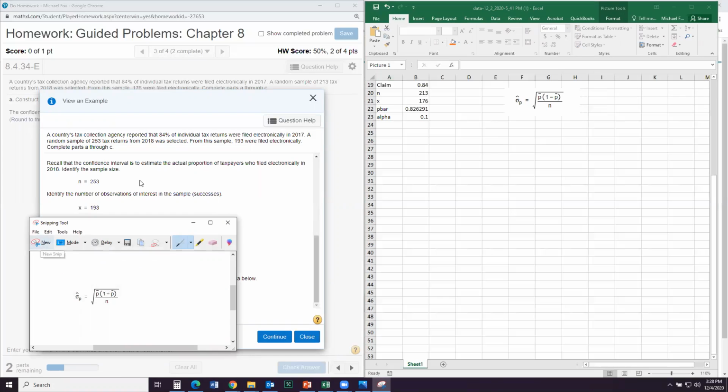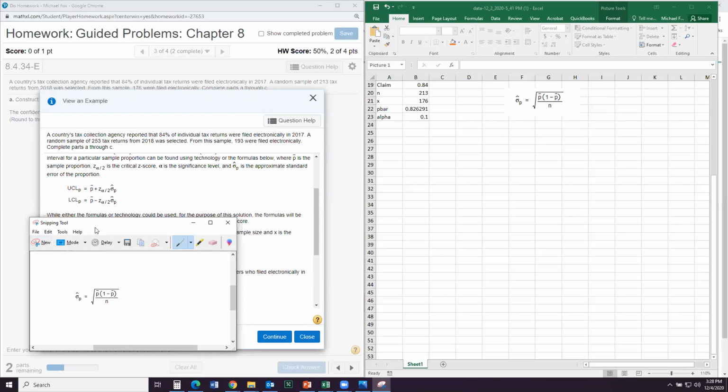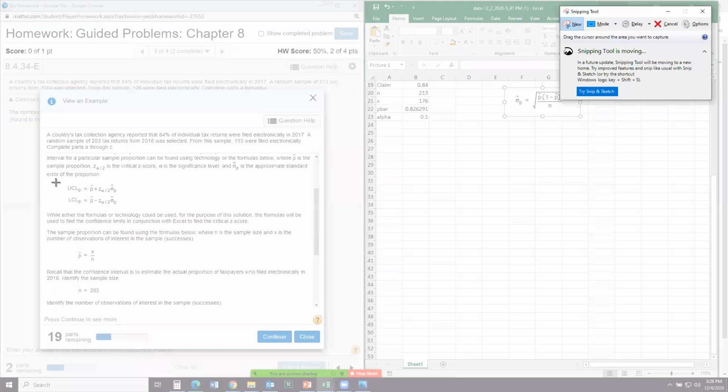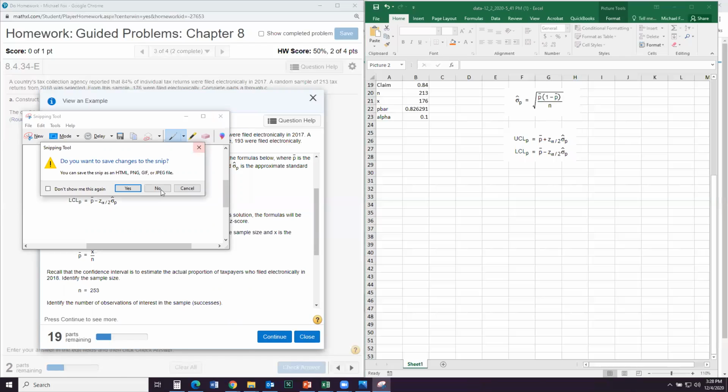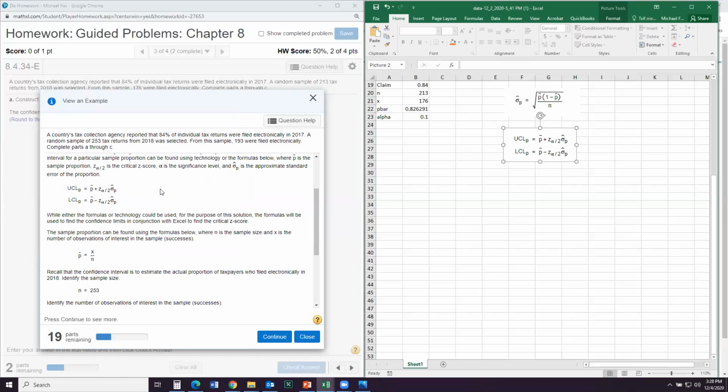And then I'm also going to take a picture or a snip of the formula for my confidence limits and paste them in here, so I'll have them both right here to work from. You can just look in the book, or you can write it down in your notes, and then you'll have it however it works best for you.